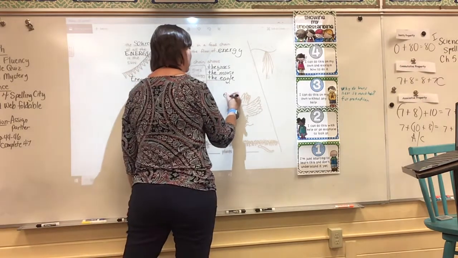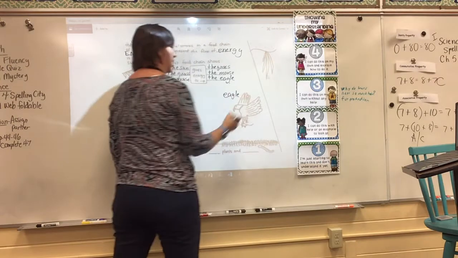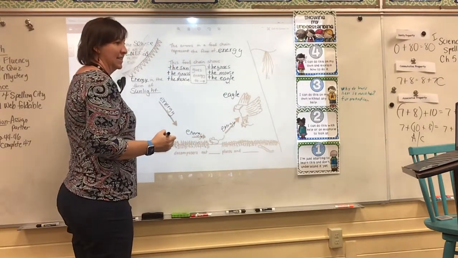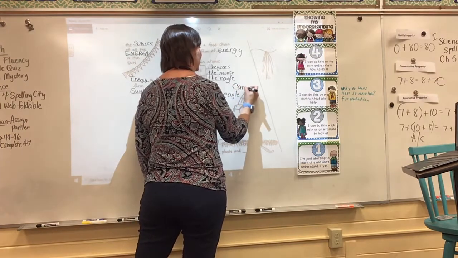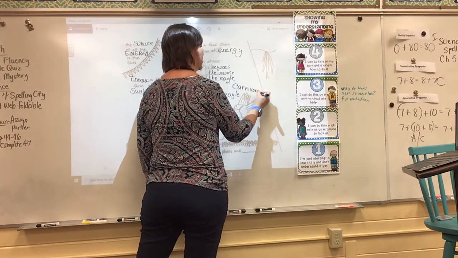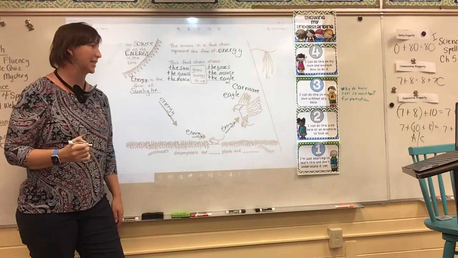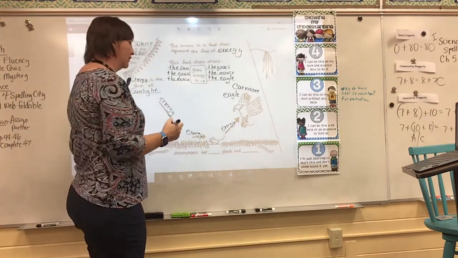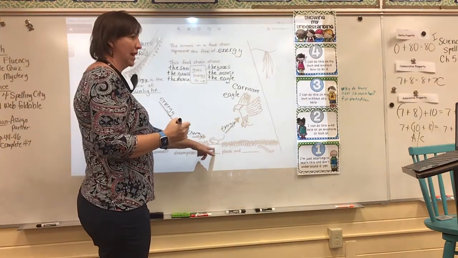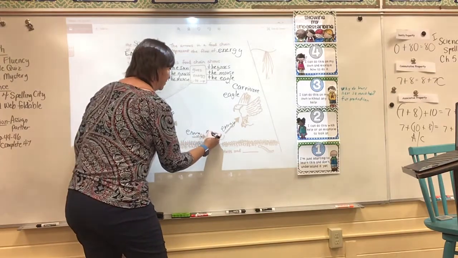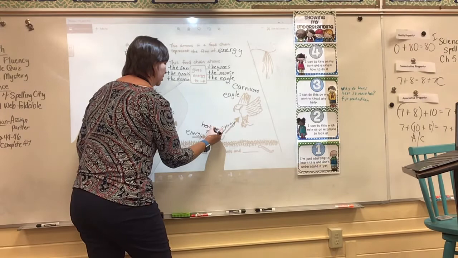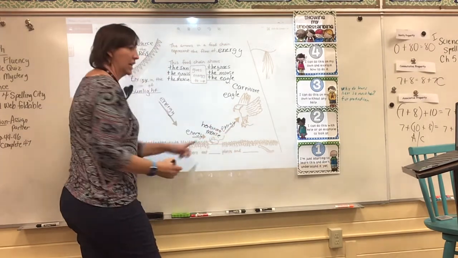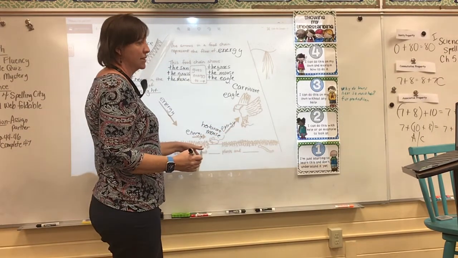This is an eagle. Why does the eagle want 2 mice? Because he's hungry. He is a carnivore because he only eats meat. We're going to label him a carnivore. The mouse down here, we're going to give him his name. He's the mouse. And he is an herbivore. And so we know that he eats grasses and plants.